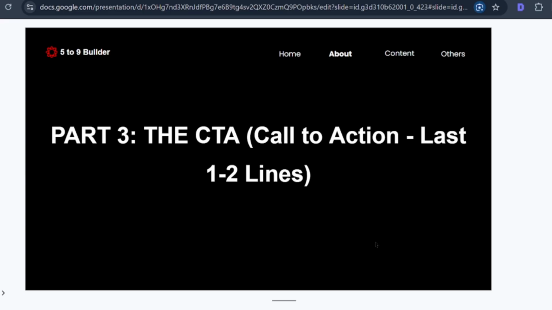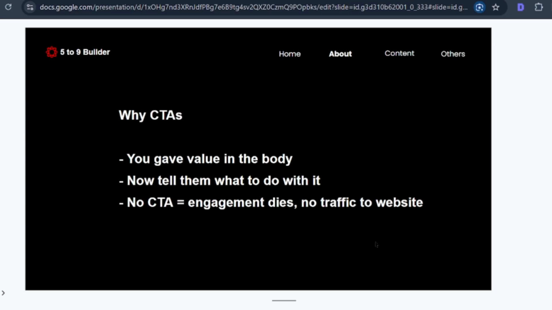Now, the third part is what we call the CTA, the call to action. And that is always the last part of your post. Okay. Now that you have gotten their attention, and you have explained whatever you have in the post, you have to tell them what they have to do. So CTAs are, you have given value in the body, now tell them what they should do, or what they should do with it.